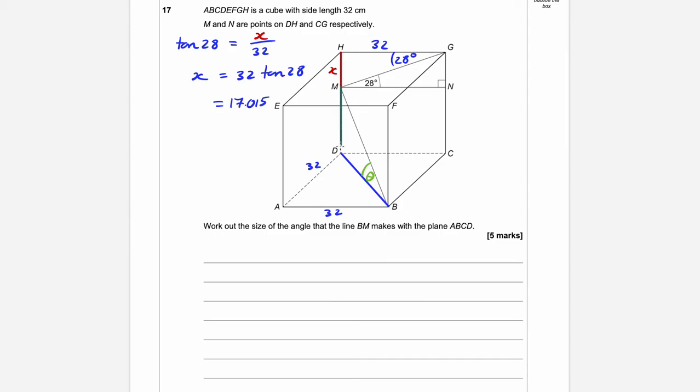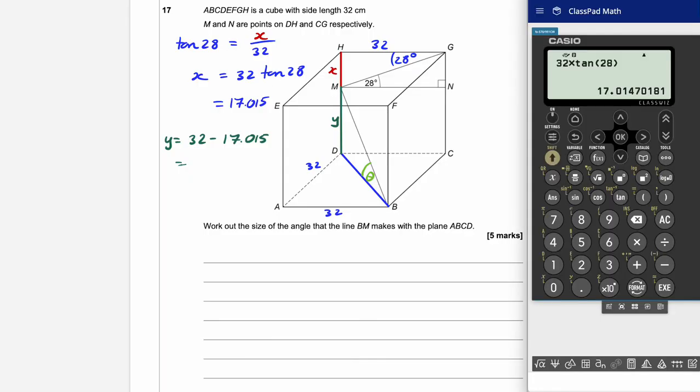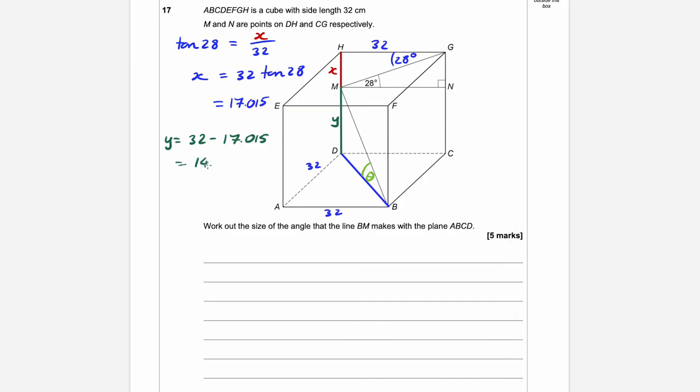Okay, if x is 17.015, what is this green length here? Well, let's call it y. Y must equal 32 minus 17.015. Okay, let's do that calculation. 32 minus 17.015, which is this. I want decimal, please. 14.985. Okay, now I have, guys, the green line.